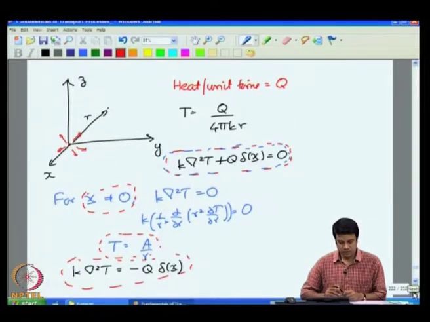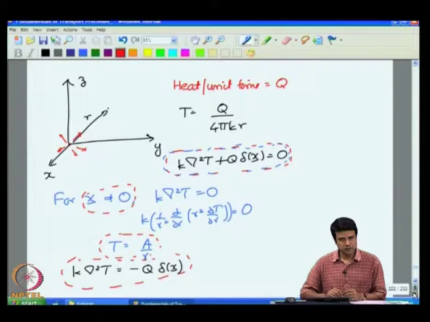And I showed you that the solution for the heat conduction equation for a point source, T equals Q by 4 pi k r, is also a solution for the differential equation k del square T plus Q times delta of x is equal to 0. So, the solution of this diffusion equation is identical to the solution for a point source at the origin, where the heat coming out per unit time is equal to capital Q.